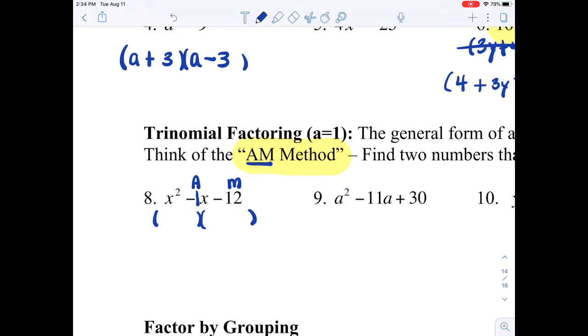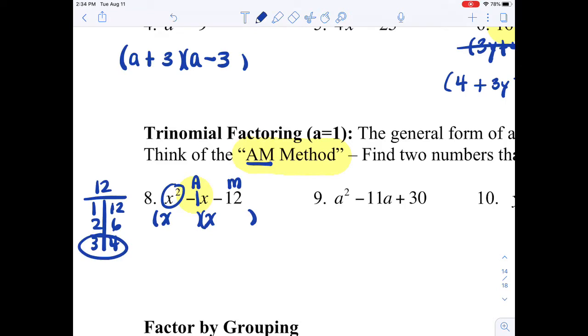And you're going to put the square root of x squared, because that's my first term, as the first term in each of these parentheses. And now you're going to have to actually do a little bit of playing with your values. So now this one shouldn't be too bad. If you think about the numbers that multiply to be 12, I have 1 and 12, I have 2 and 6, I have 3 and 4. Which one would add or subtract to be a -1? Because that's my middle term there. It has to be the 3 and the 4.